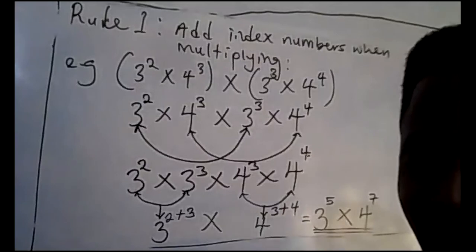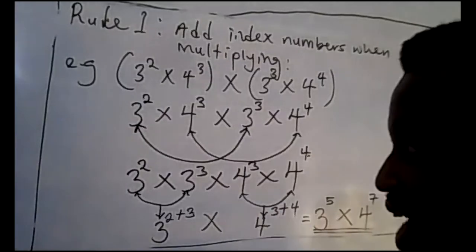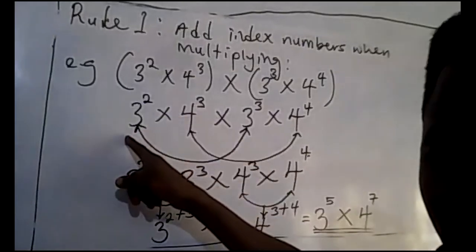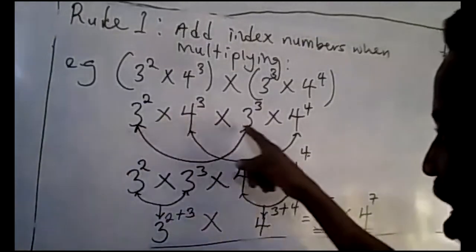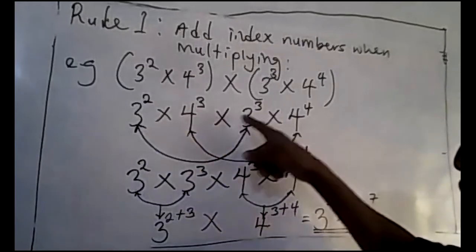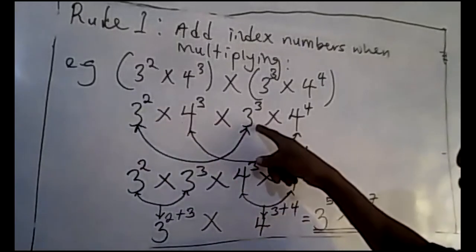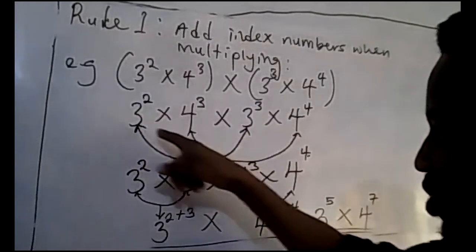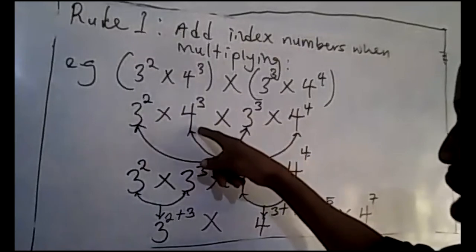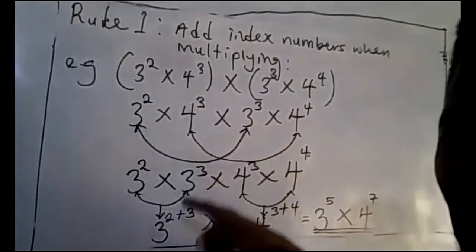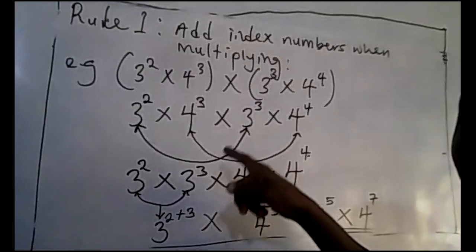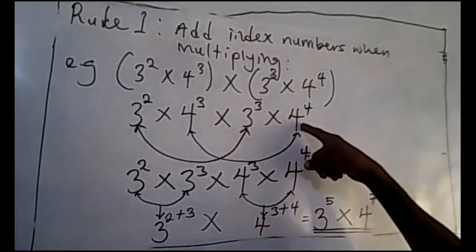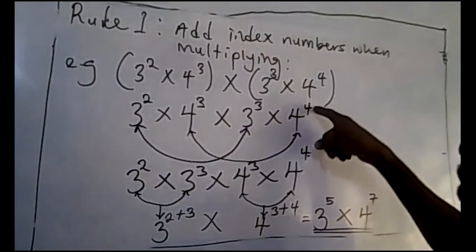Bring the like terms together. So this is 3 raised to power 3. Go look for another number that the base is 3. That is that. So pair them up. 3 raised to power 2, pair it up with 3 raised to power 3 because their base is 3. This is 4 raised to power 3. Look for another number whose base is 4. Here's another number with base 4, 4 raised to power 4.